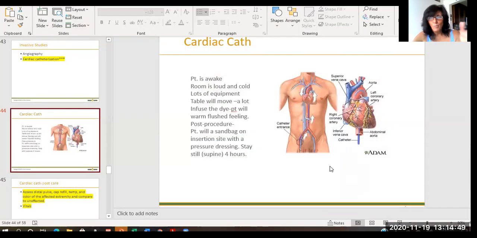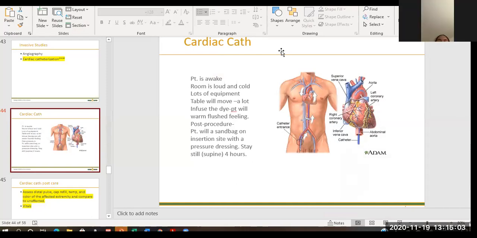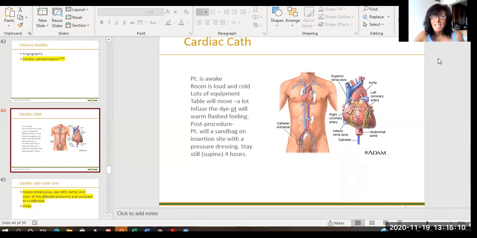Chapter 21, we are at cardiac catheterization. That's where I left off, and that's where I'm going to resume. What is a cardiac cath or cardiac catheterization? It's a process where we are putting a catheter, which is a thin tube. We're inserting it usually into the femoral artery and feeding it up to the heart. So we're looking for some kind of a problem with coronary arteries.